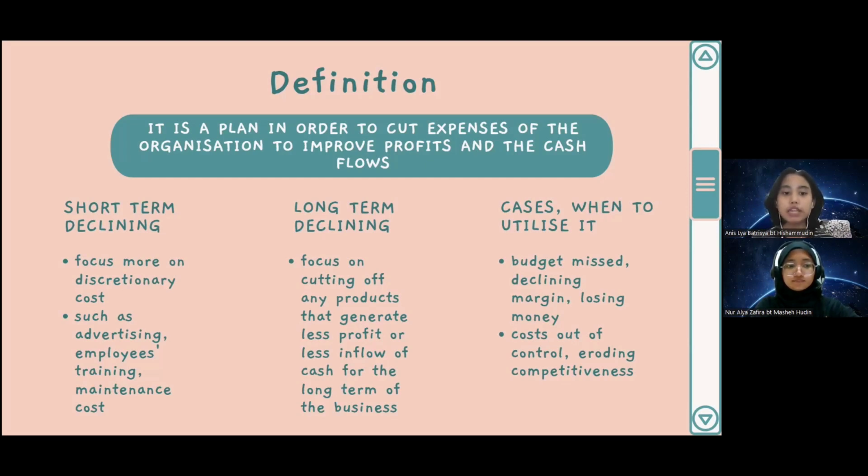For example, let's say you have products A and B, and product B is not making even a comparable amount of inflow of returns to the company, then the company should reduce the cost of making product B. The next one is the cases of when a company can utilize this method. The first is if it experiences budget miss, declining margin, losing money, cost out of control, or eroding competitiveness, which I believe is what is being faced by Prabut Nusajaya Sdn Bhd currently.